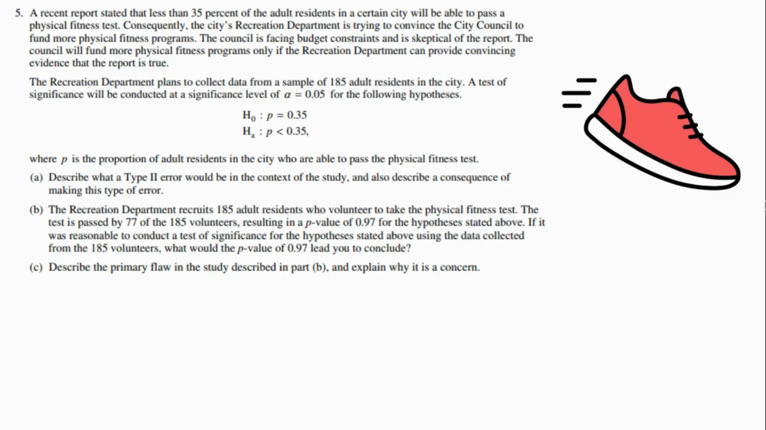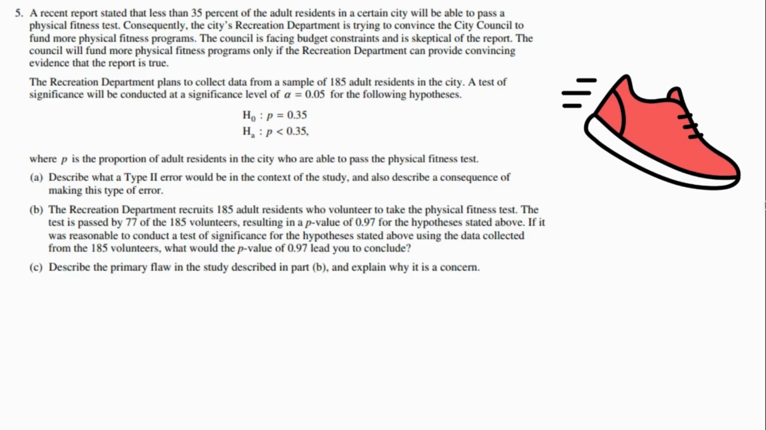Part A. Describe what a type 2 error would be in the context of the study and describe the consequence of making this type of error. Think about what would constitute type 2 error and what the consequence of that would be. See if you can come up with an answer. Unpause the video when you're done.